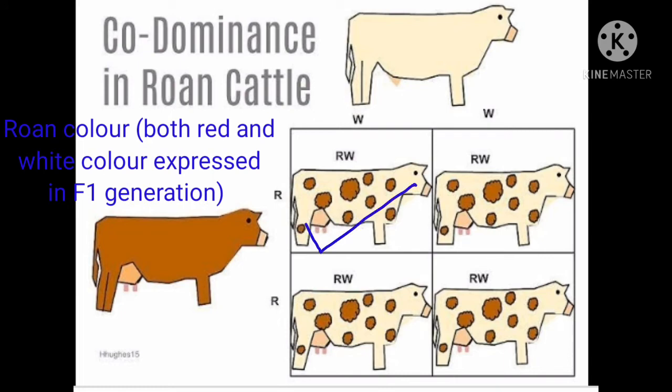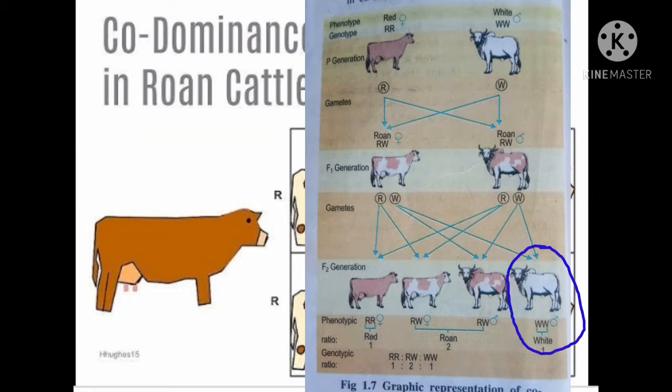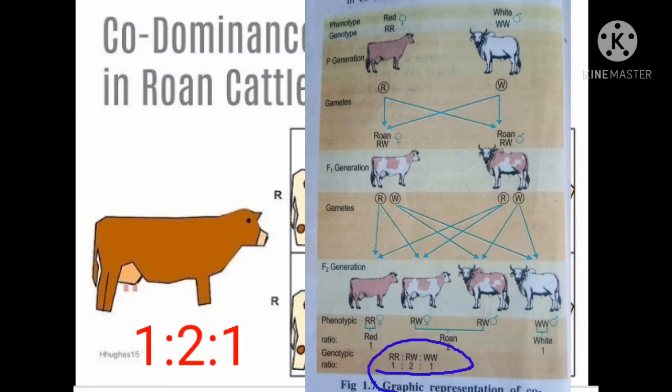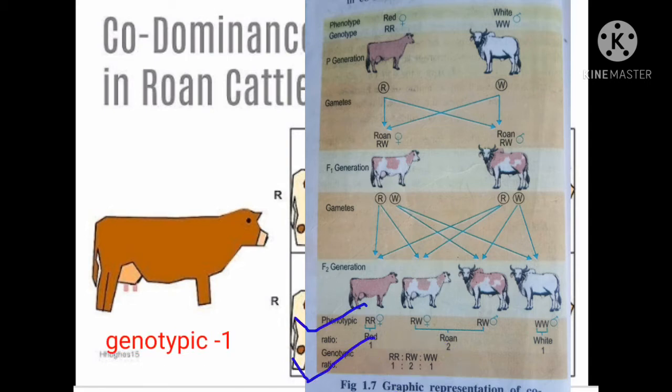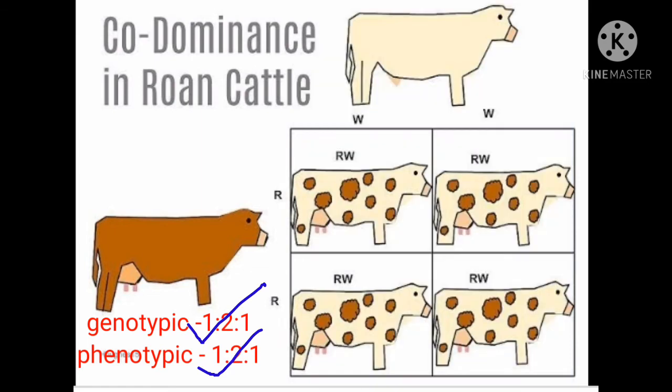Thus both the characters are expressed equally in the F1 generation. And in the F2 generation, produced by interbreeding of roans, red with capital RR, roans with capital R capital W, and white with capital W capital W are produced, in the ratio of 1:2:1. Here both the genotypic as well as the phenotypic ratio are identical, that is 1:2:1.